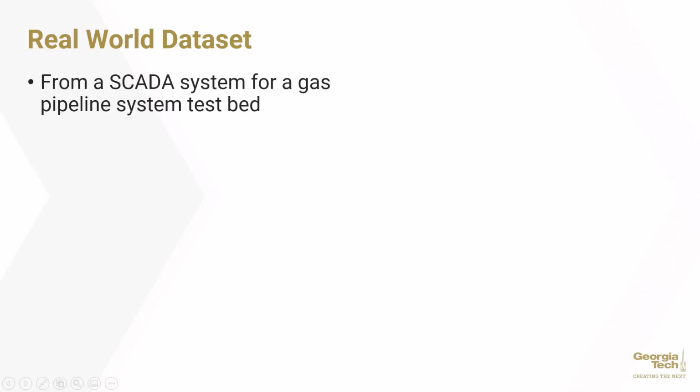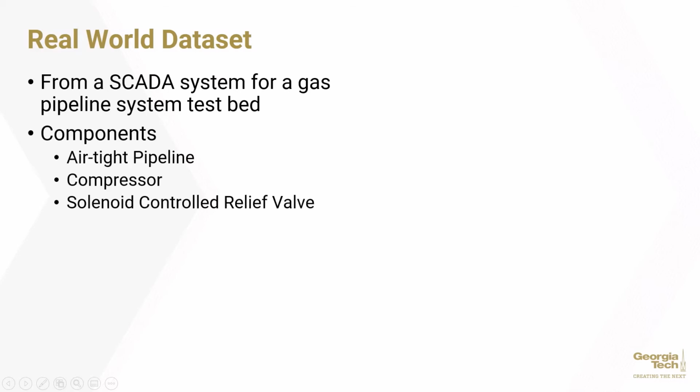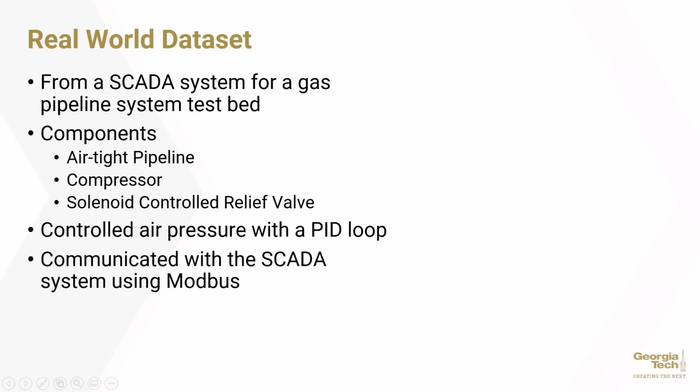So now let's talk about the real world data set that was used to evaluate this framework. This data set came from a SCADA system for a gas pipeline test bed. The test bed consisted of an airtight pipeline, a compressor, and a solenoid controlled relief valve. It was essentially doing a PID loop to control the air pressure in that pipeline. And communication with the SCADA system was done using Modbus.